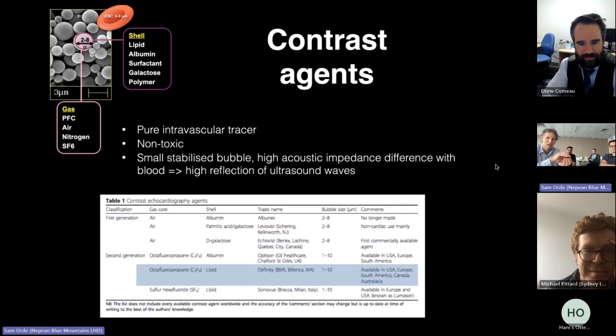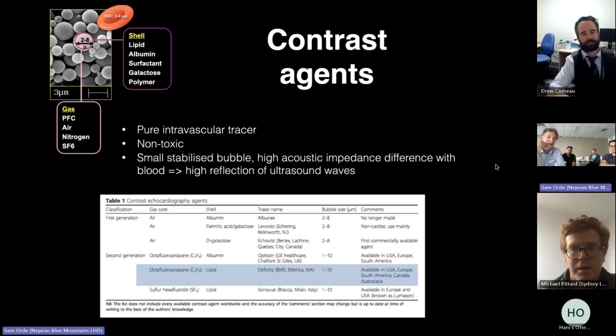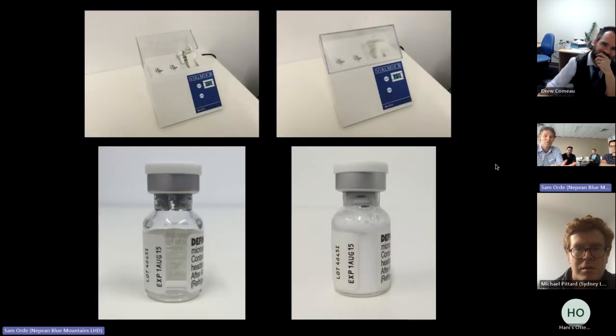So the bubble is stabilized, held together, and it means that it can reflect sound waves really, really well, because there's lots and lots of places where you've got that air-gas interface. If you remember back to the physics, it's got that really high acoustic reflection gradient. So lots of sound waves get bounced back, and so it makes the inside of the heart light up.